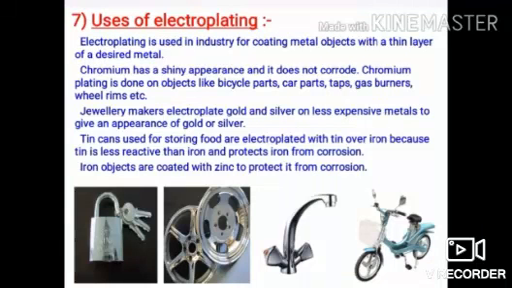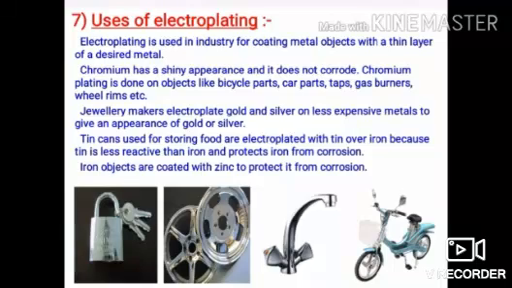The next topic is uses of electroplating. Electroplating is used in industries for coating metal objects with a thin layer of a desired metal. Second, chromium has a shiny appearance. It does not corrode. Chromium plating is done by this method on objects like bicycle parts, car parts, gas burners, and steel spoons are electroplated with silver.